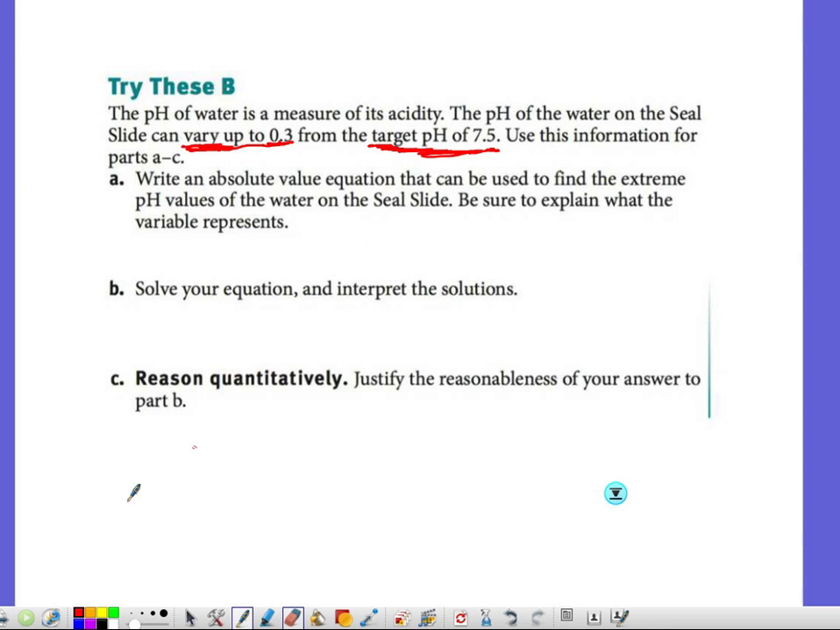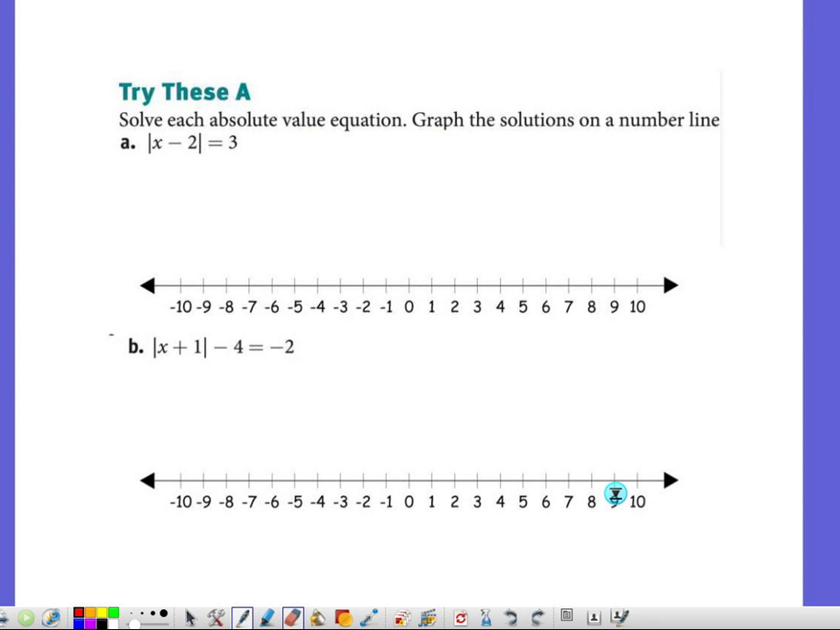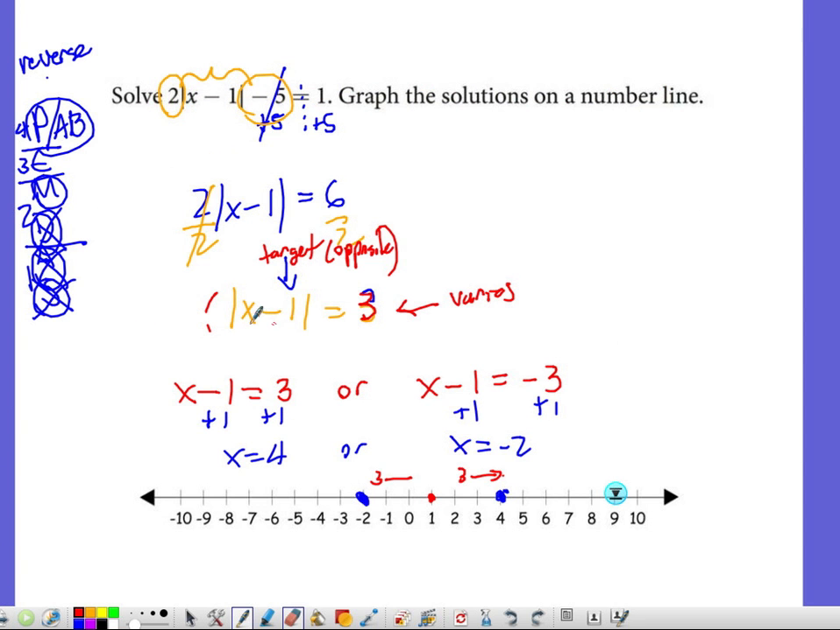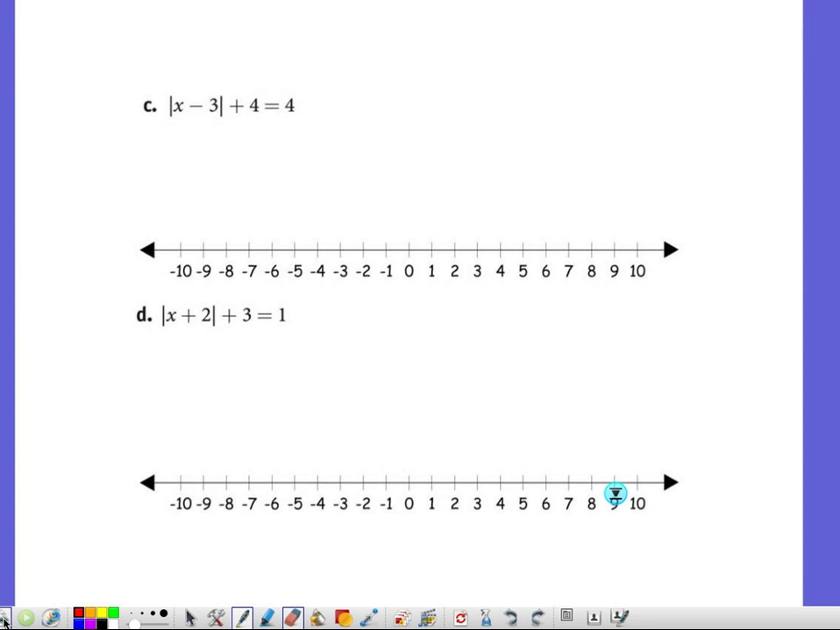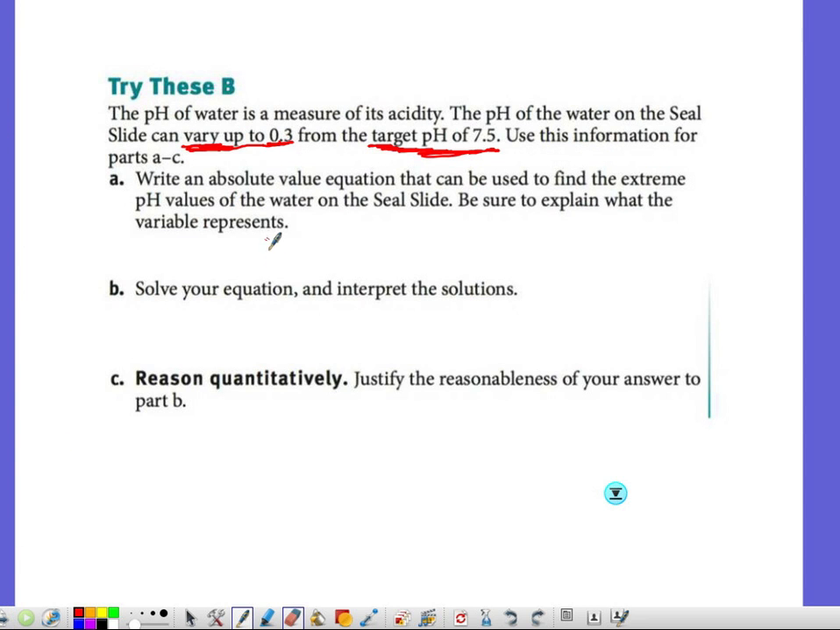Well, let's take a look back at what we had here. So basically we want to go ahead and set up our absolute value equation. Let's keep using the variable x. And remember, what goes here? The target goes inside the absolute value. Now remember, the target always has the opposite sign. So if we have a target of 7.5, then since this is positive, it has to be the opposite. So it's going to be minus 7.5 inside the absolute value.